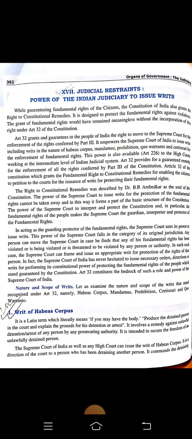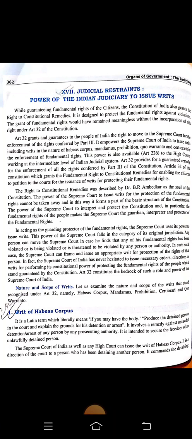This power is also available under Article 226 to the High Courts working at the intermediary level of the Indian judiciary system. Article 32 provides a guaranteed remedy for the enforcement of all the rights conferred in Part 3 of the Indian Constitution. So, what is habeas corpus?